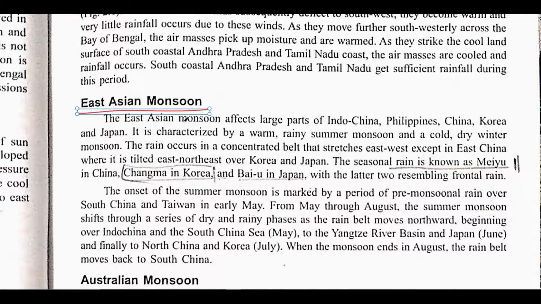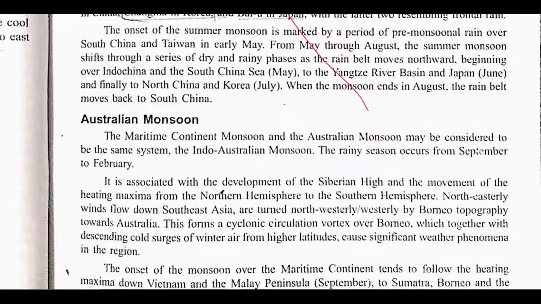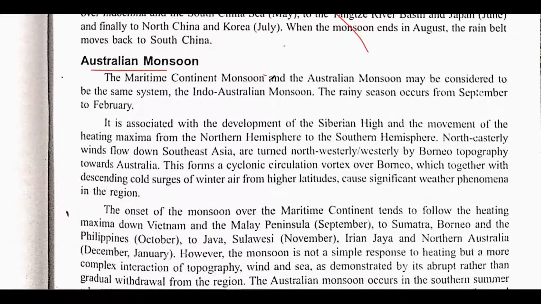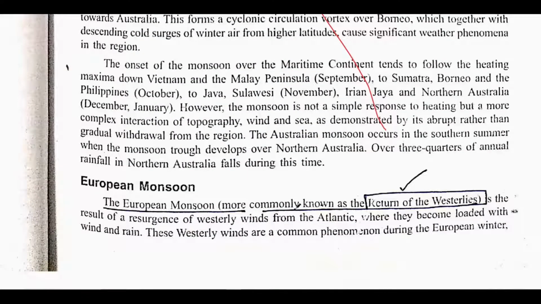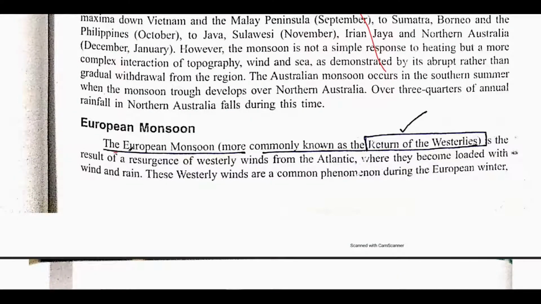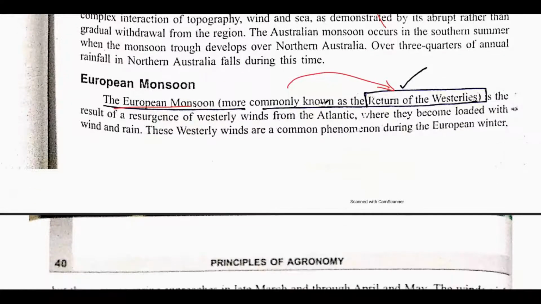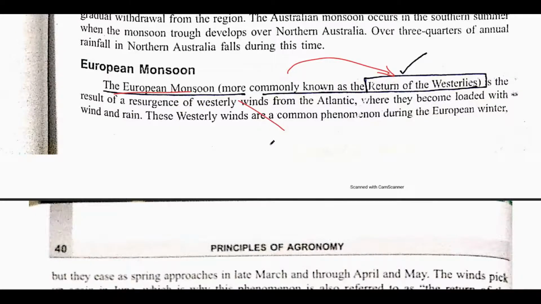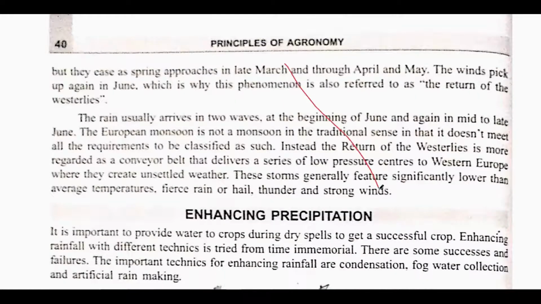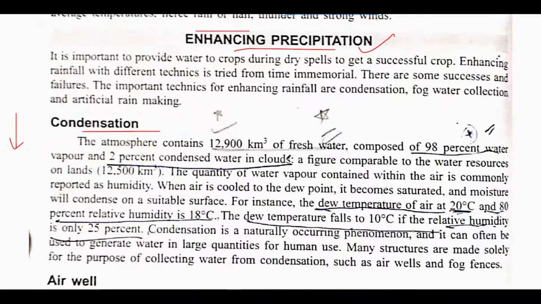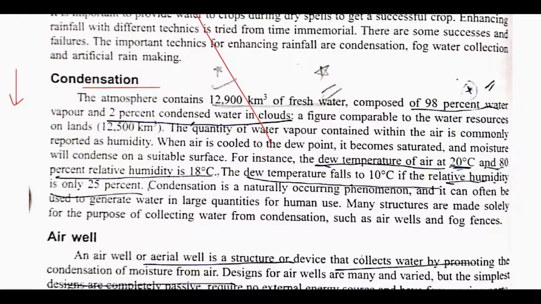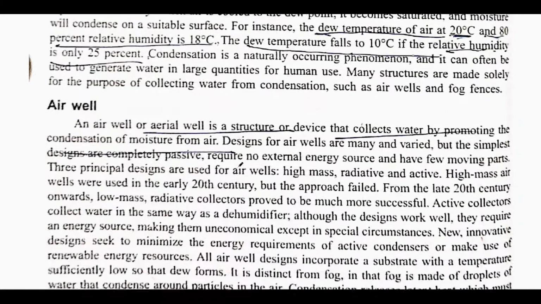You can skip this. East Asian monsoon, this would not be asked, neither the Australian monsoon. Just focus on Indian monsoon. European monsoon, skip this. Just remember that European monsoon is known as return of westerlies. Just remember that, skip all the rest. Now enhancing precipitation is not important. You can skip this, just go through it once. It is not important, it will not be asked.